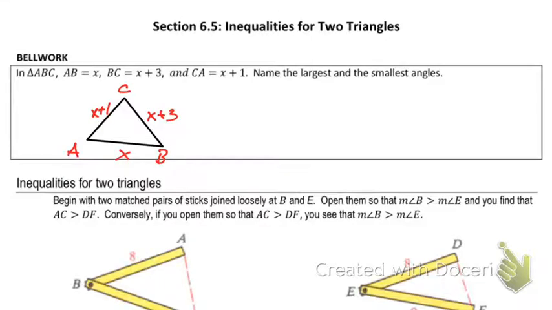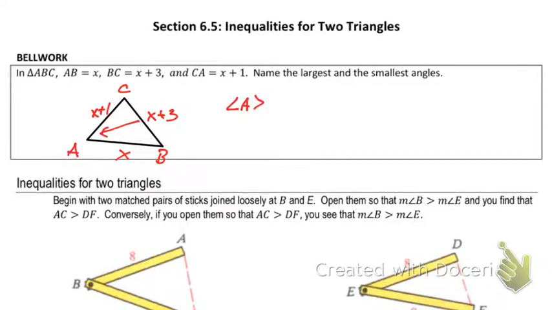Can I have a brave soul to tell me which is the longest side? Sam: The longest side is CB. So that means your biggest angle would be A. Yep. Your longest side is CB, and your longest side is always across from your biggest angle. So that would mean angle A is my biggest angle.